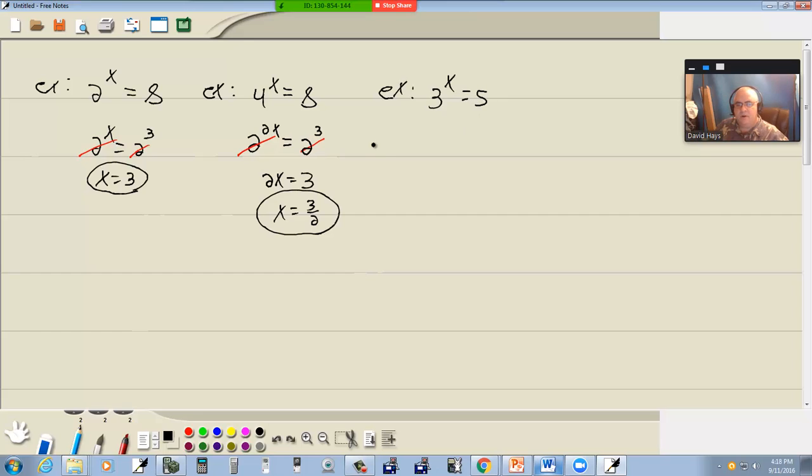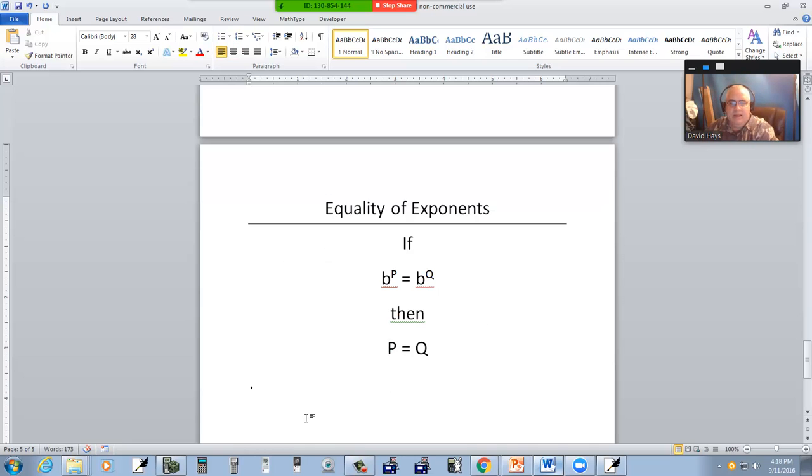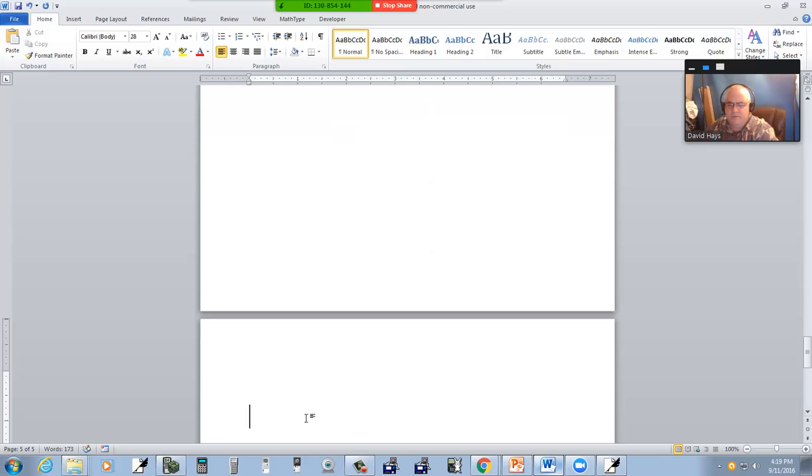Now let's consider this problem. If I try to use equality of exponents, if I try to start with the larger number, which is 5, and rewrite it as the other number to a power, there's no way. 3 to the first is 3, 3 squared is 9. There's nothing that I can raise 3 to a power to give me 5, at least integer-wise. Now we have a general definition for how to solve exponential equations.